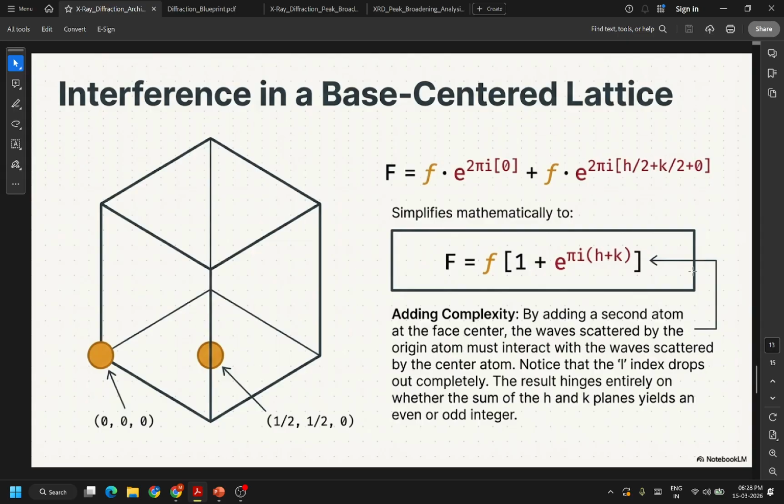Now the result hinges entirely on whether the sum h plus k yields an even or odd integer. For a base-centered lattice, if h plus k is even, then this will become 1, so it will be 1 plus 1, 2f, and we will have a reflection. If h plus k is an odd integer, this will become minus 1, so it will be 1 minus 1, 0. So the structure factor becomes 0. That means we won't see any peak for that plane.